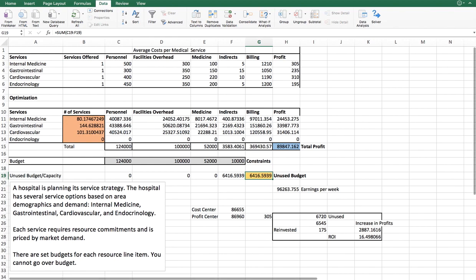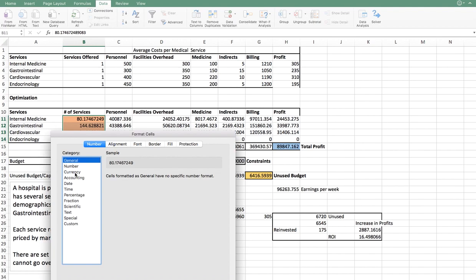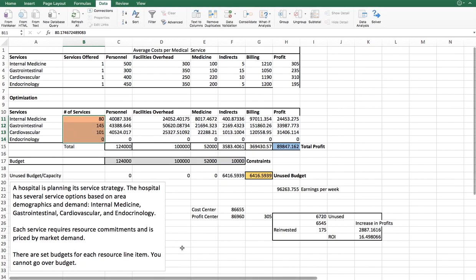So as you can see, the solution says that based on what's been given, offer about 80 internal medicine services, 145 gastrointestinal services, 101 cardiovascular services. To just round them up, we can just go to format cells. Now, of course, do realize this is not the most accurate way, but for the sensitivity set, we're just working our way through it. So we'll say we're just going to round it up. And once we've done that, it says 80, 145, 101, no endocrinology services.